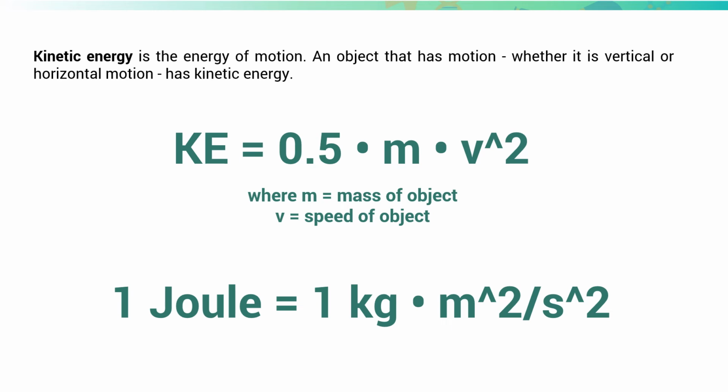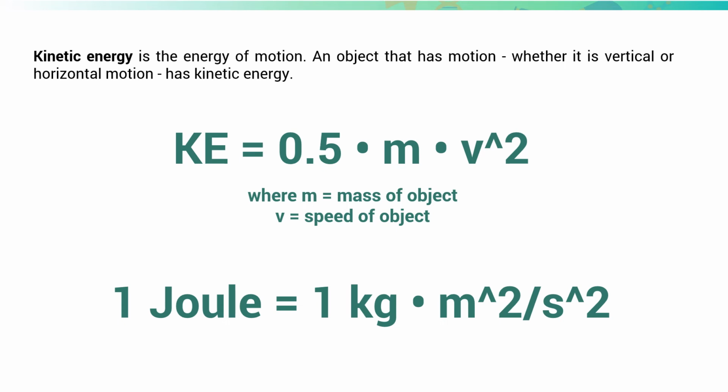The amount of translational kinetic energy that an object has depends upon two variables: the mass of the object and the speed of the object. The equation seen on this slide is the equation used to represent kinetic energy, which is KE is equal to 0.5 multiplied by mass multiplied by velocity squared, where m is the mass of the object and v is the speed of the object.